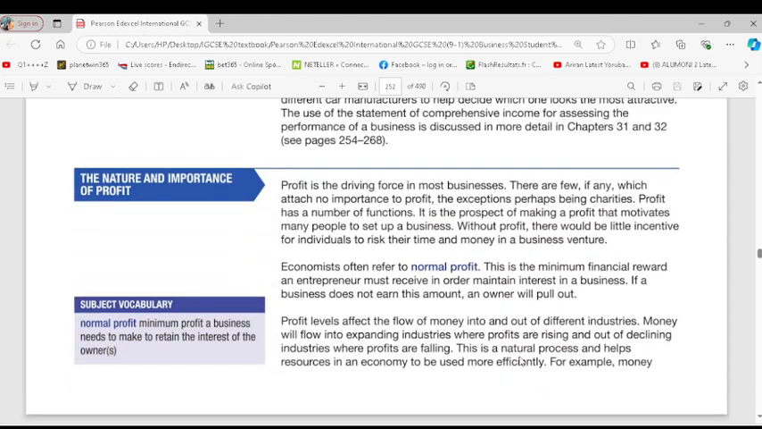The nature and importance of profit. Are you there? So we go to the nature and importance of profit.